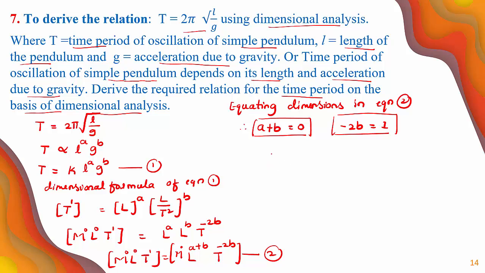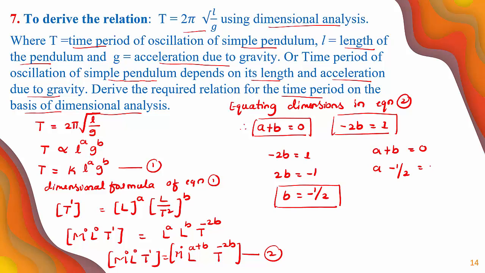See here, minus 2B equal to 1 can be written as 2B equal to minus 1, B equal to minus 1 by 2. This is the value of B. Then A plus B equal to 0. Substitute the value of B here. A, in place of B I can write minus 1 by 2 equal to 0. Or we can write A equal to minus 1 by 2. When it is taken to RHS side, it becomes plus 1 by 2. A equal to 1 by 2. B equal to minus 1 by 2.